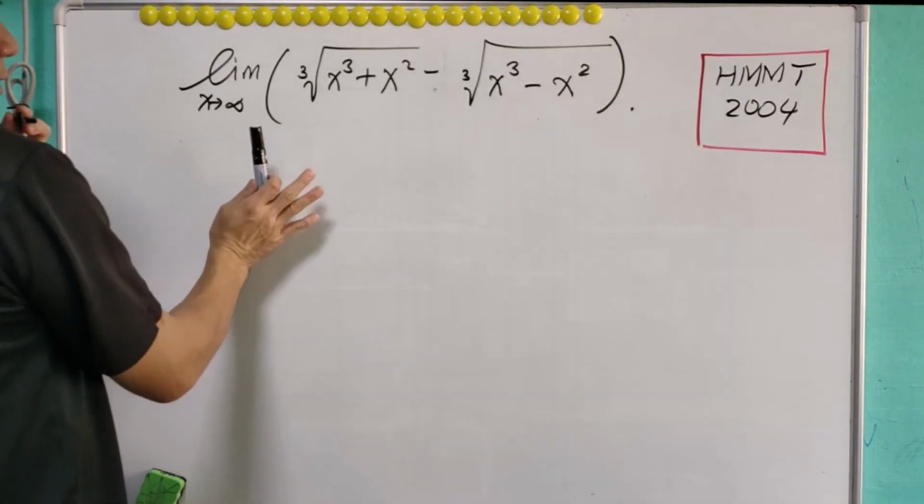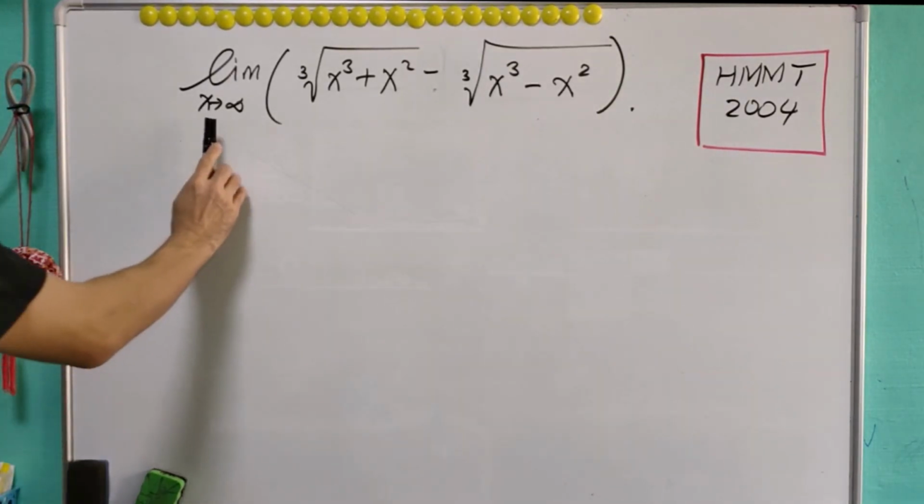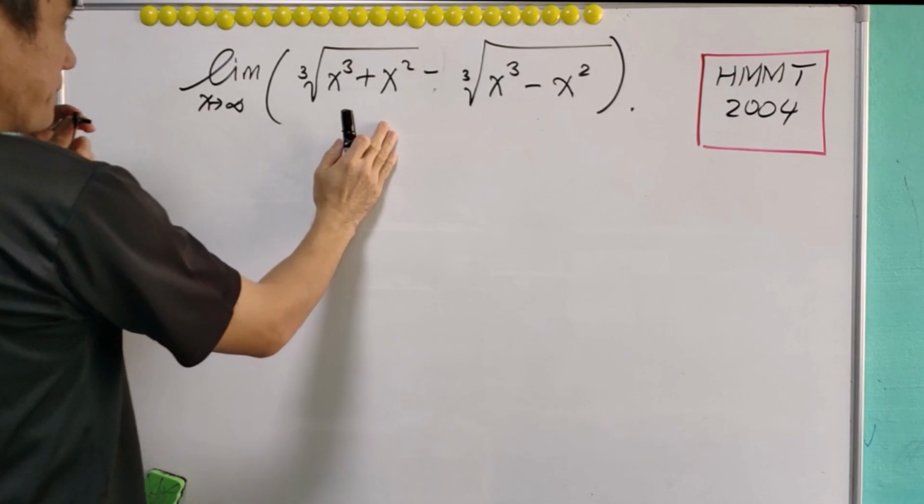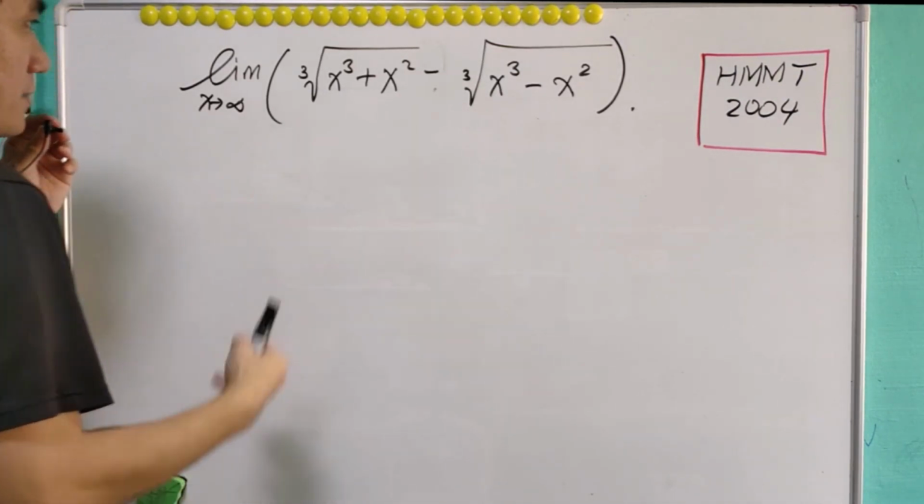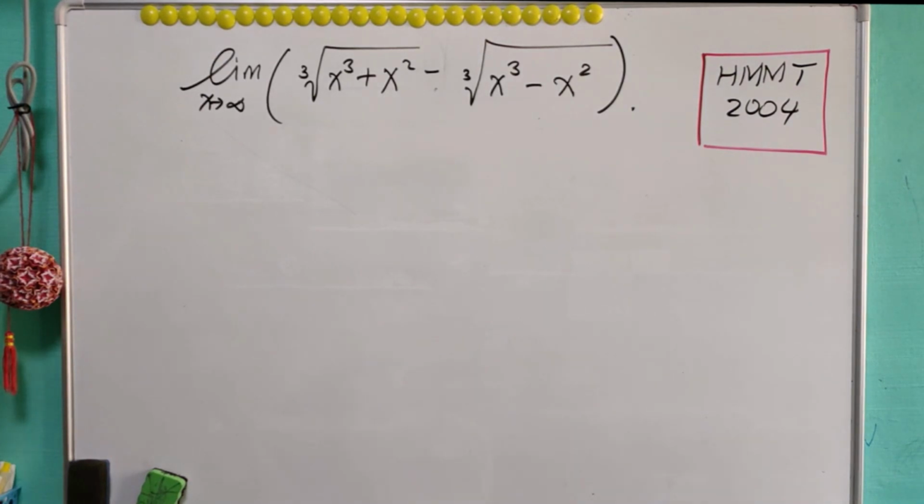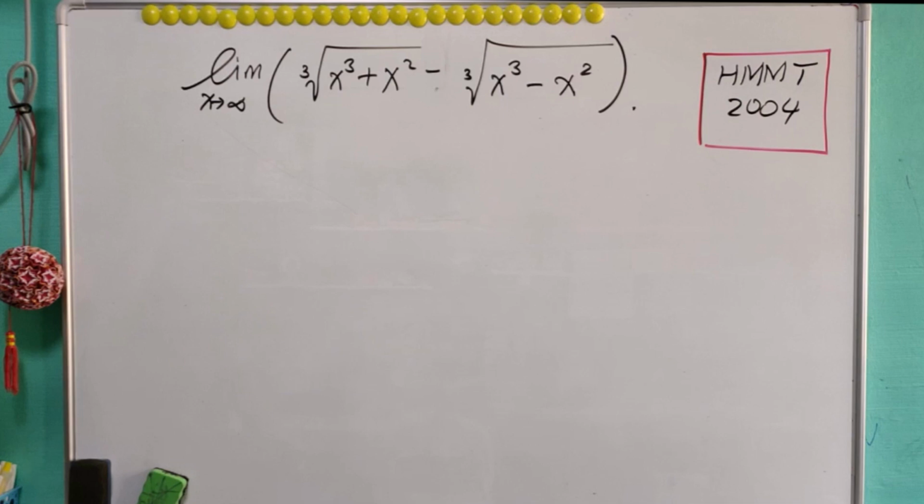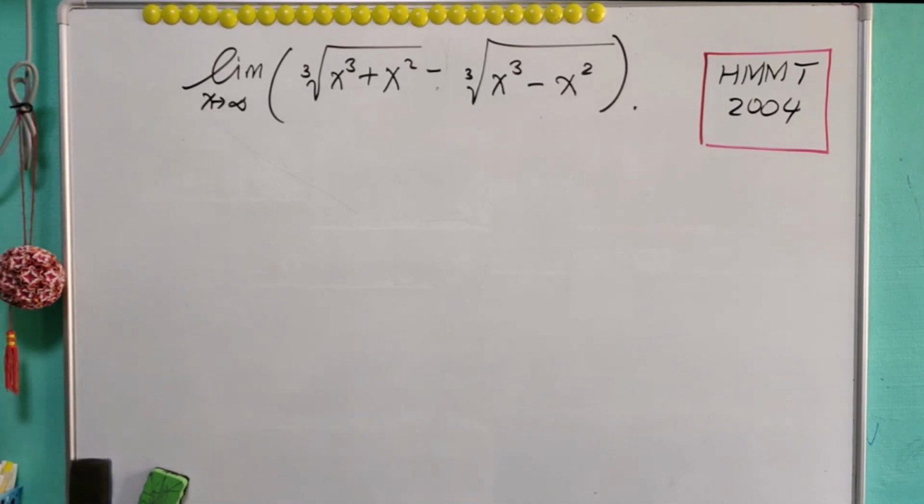We're going to find this limit today. When we substitute x equals infinity, we have the form infinity minus infinity. This is one of the indeterminate forms. The answer may not be equal to 0, and the limit may not even exist. I'm going to provide you two different methods to solve this problem.